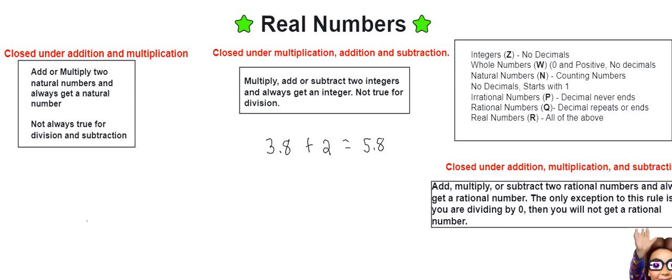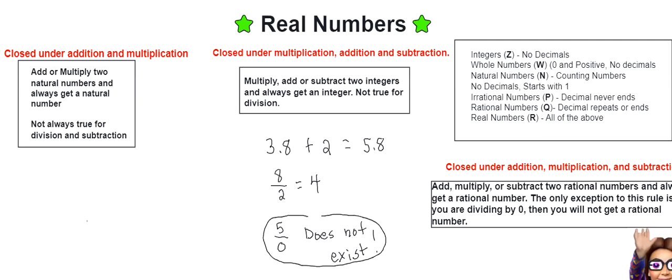Now, if I take an integer divided by an integer, integers are rational numbers, I end up with a rational number. The only exception to this rule is if you're dividing by 0. Any number divided by 0 does not exist. That's why it's not closed under division, because of the 0. All right.